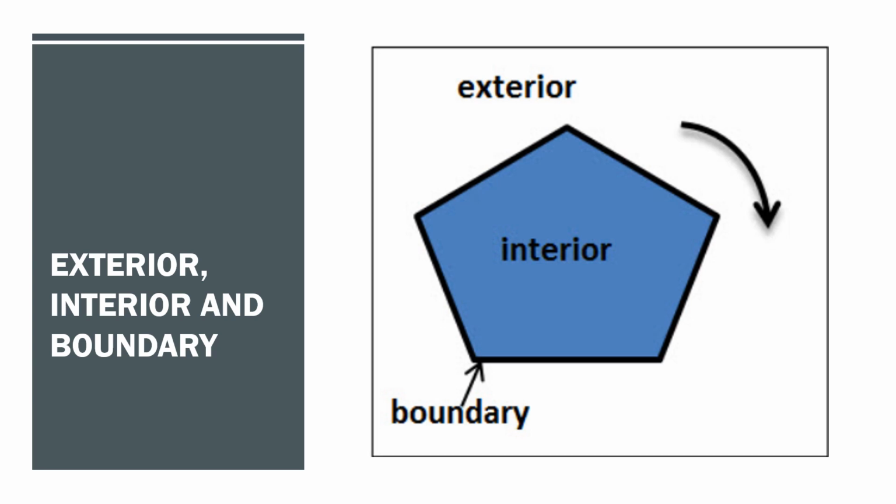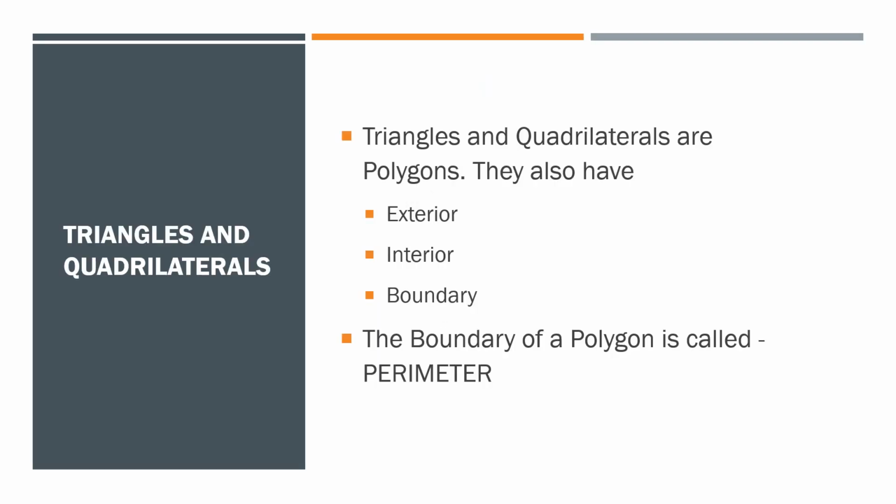Imagine you are in a park. If you're inside the park, you are in the interior. If you're outside the walls of the park, it is in the exterior. The walls of the park is the boundary. Triangles and quadrilaterals are also polygons. So, they also have the exterior, interior, and boundary. The boundary of a polygon is called perimeter.